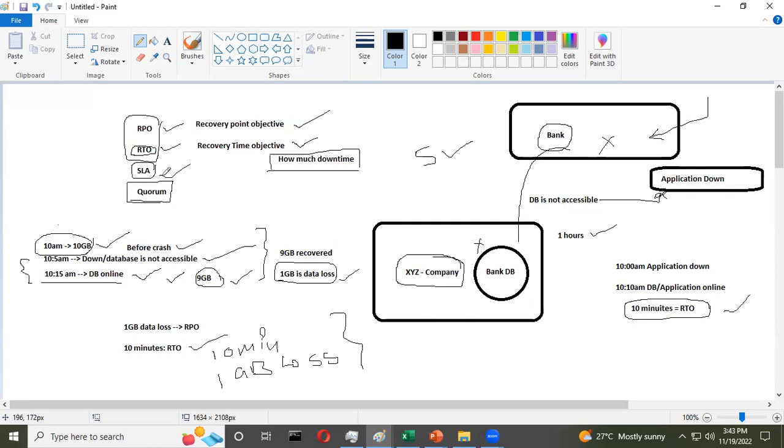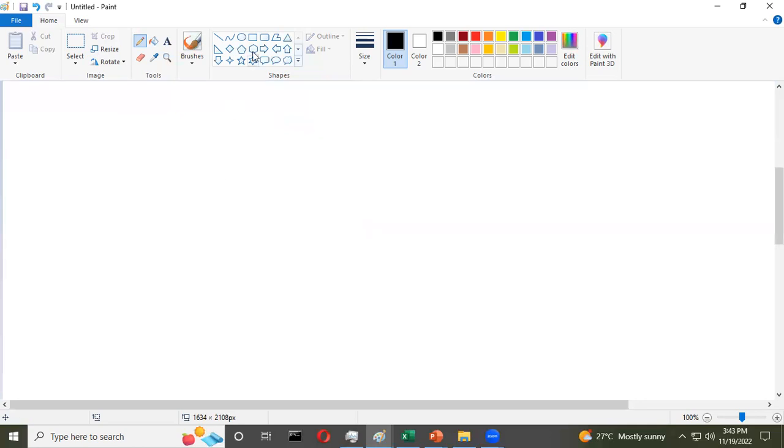Why does this come into the picture when there is an RPO, RTO, and data loss? Why did the quorum come into the picture here? So what is quorum? In general English terminology, quorum is nothing but a majority, right? For example, you might have heard, if you go to any assembly or parliament, that one party won the quorum, or won the majority.